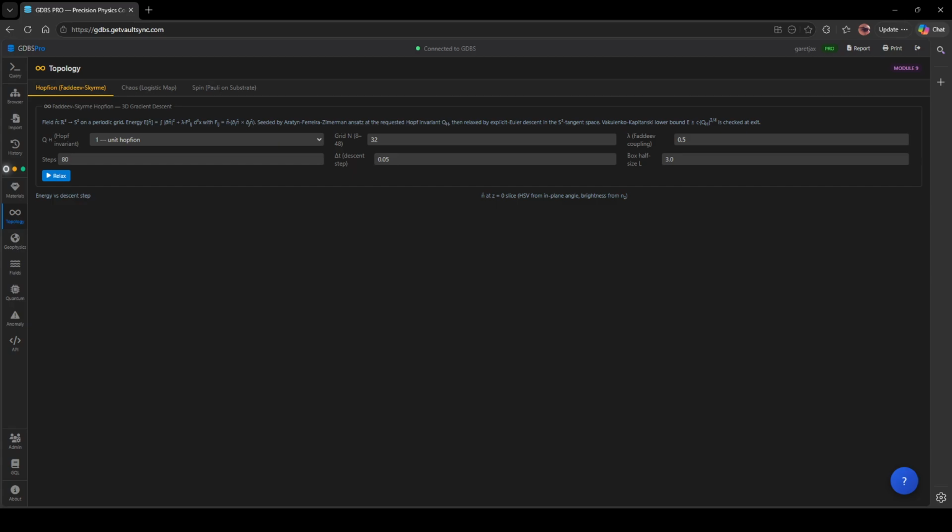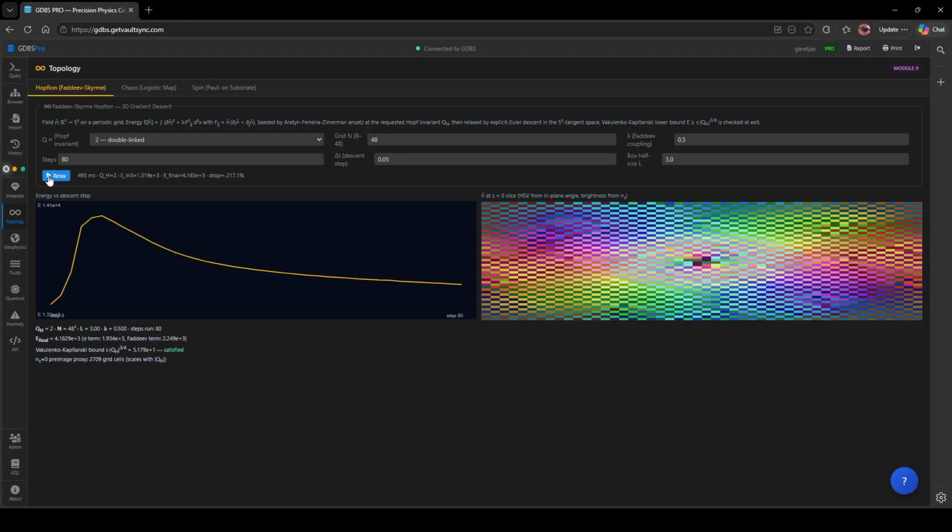This is a Faddeev-Skyrme Hopfion, a 3D topological soliton that field maps from 3D space to a sphere, and the topology is characterized by this number, which is an invariant of Q and H. Now I am going to go ahead and set the Q and H to a number 2. Now this is a double linked Hopfion, and in doing it, I'm going to change my grid to a 48, and this gives us a 48 cube. And so I'm going to click the button to relax.